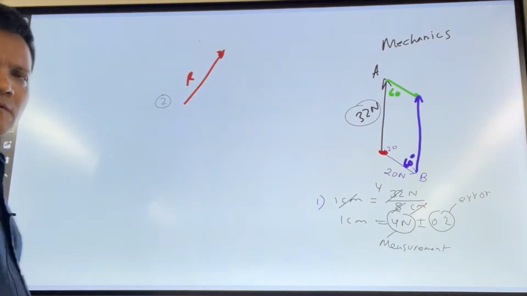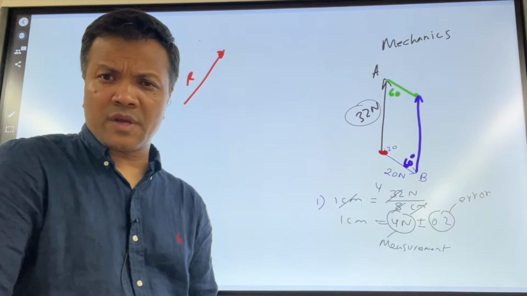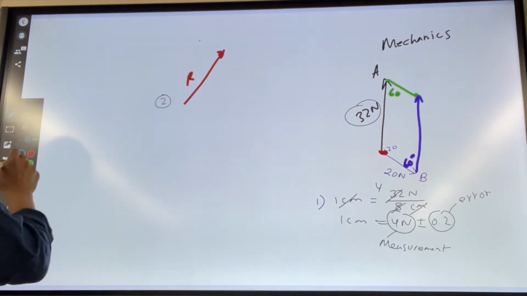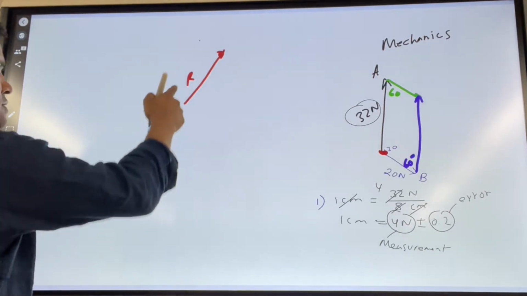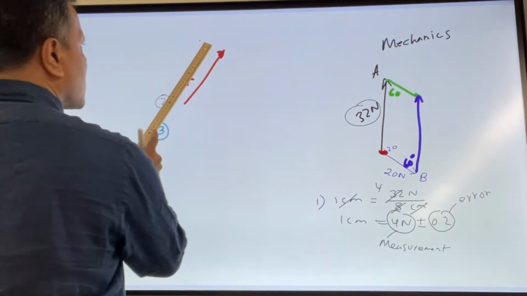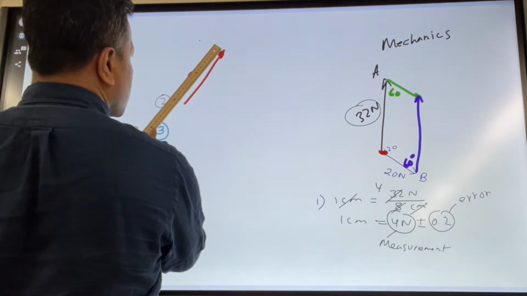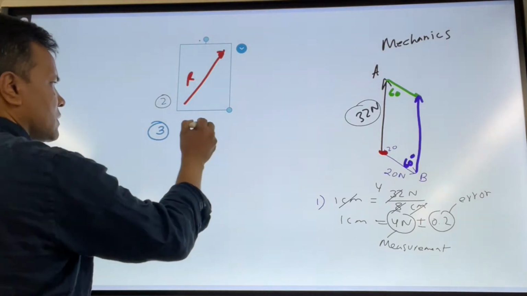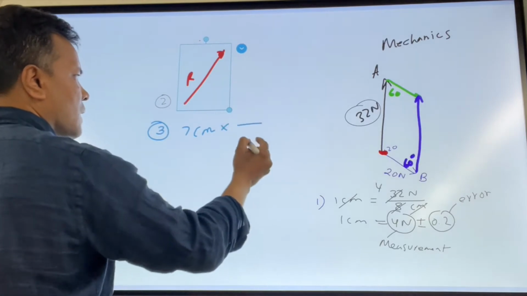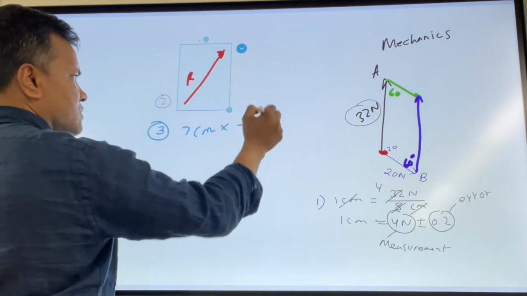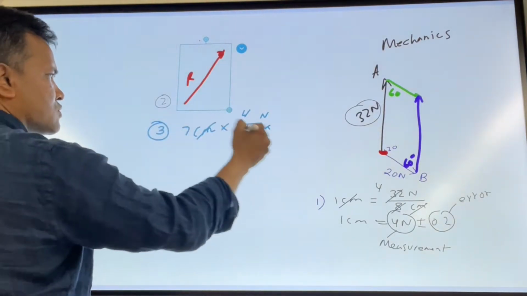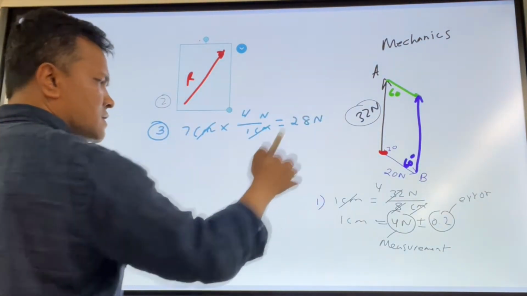This is the resultant. Okay, number 3, what you are going to try to find is the size of this resultant. Number 3 is just the size. How can we find the size? You can use the ruler to find the size. And the ruler tells us this is 7 centimeter, and we know how to convert it to Newton. 1 centimeter is 4 Newton. Centimeter, centimeter cancel. So we have 28 Newton. This is one way you can do it.